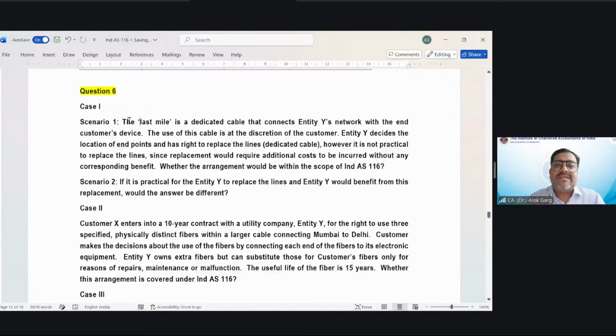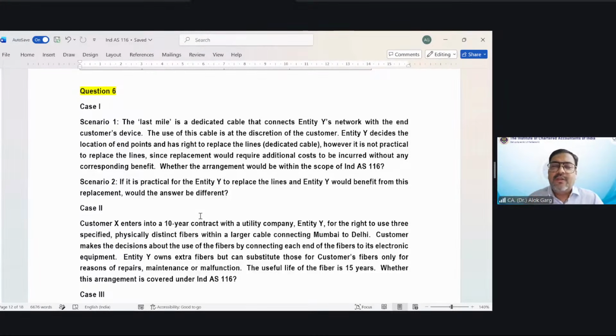The last mile is a dedicated cable that connects the entity's network with the end customer device. The use of this cable is at the discretion of the customer. Entity Y decides the location of endpoints and has the right to replace the lines. However, it is not practical to replace the lines, since replacement would require additional cost to be incurred without any corresponding benefit.